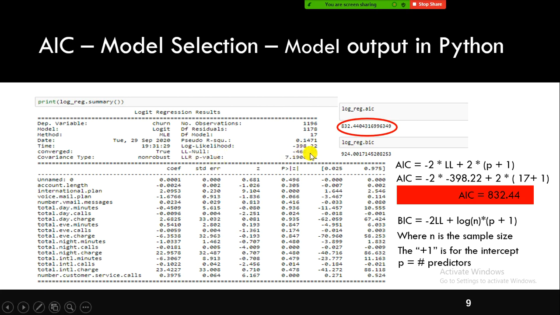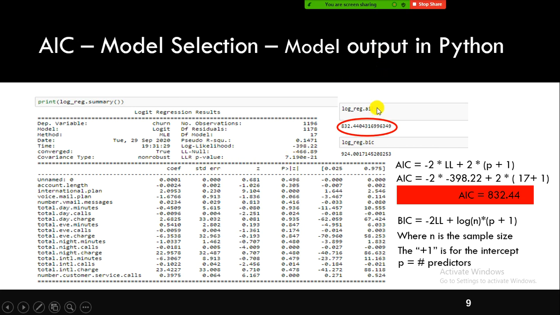Next one is LL null. You can see a negative value for this one also. It is the log likelihood of the model when no independent variable is included, which means only an intercept is included. Without including all these independent variables, by including just the intercept alone, what is the log likelihood? That is the null log likelihood. Though it is a null model, it includes only the intercept. And LLR p-value is the log likelihood ratio p-value. At this moment, if you understand these two, that is more than sufficient.